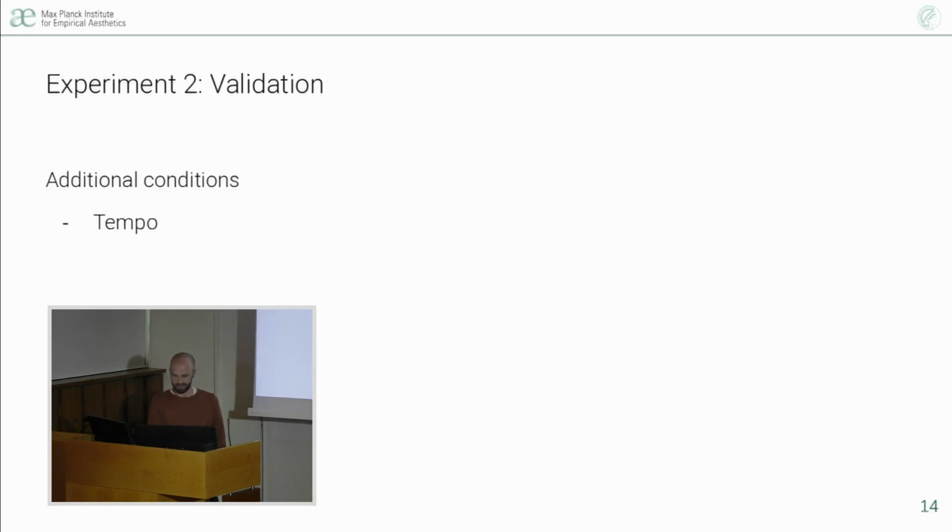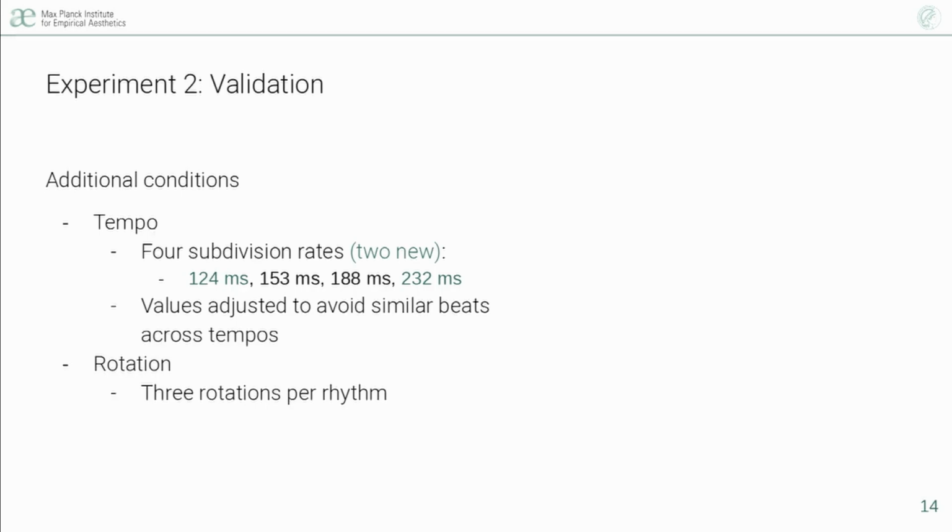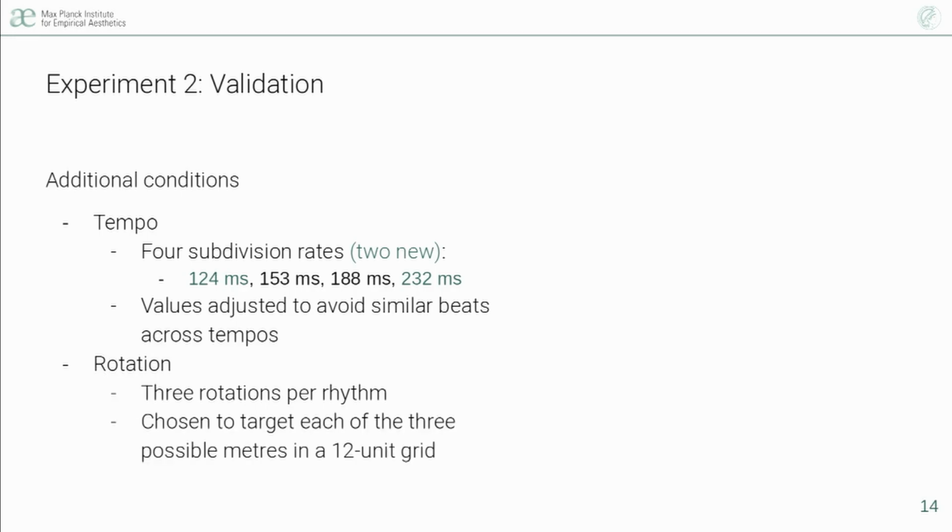The additional conditions that we have, so this time we now have 4 subdivision rates. We've got 2 more extreme ones on either side. We nudge the values a little bit from the previous experiment just to, again, avoid this overlap of the beat multiples. We also have 3 rotation conditions per rhythm. So the first time round, we played all of the rhythms in the rotation that they were generated. This time, we chose 3 rotations per rhythm, and we loosely tried to target the 3 possible meters that you can have in a 12-unit grid. So the 3 that I showed at the very beginning. And we used this Lerdahl and Jackendoff generative theory weighting-ish approach for that.